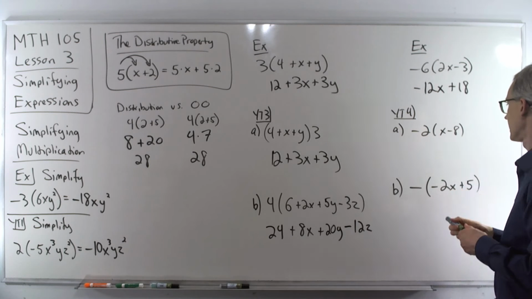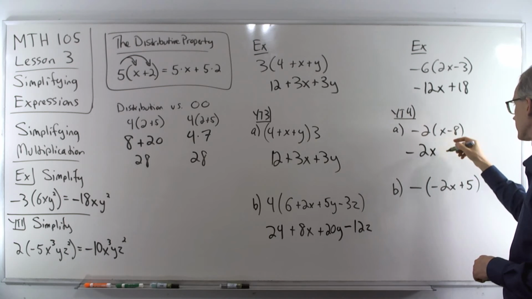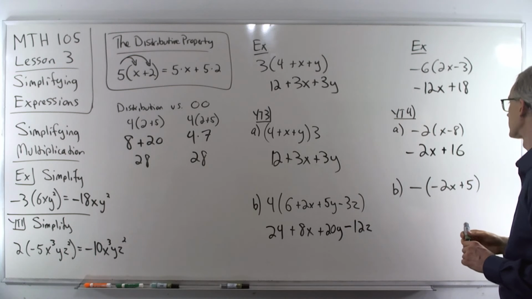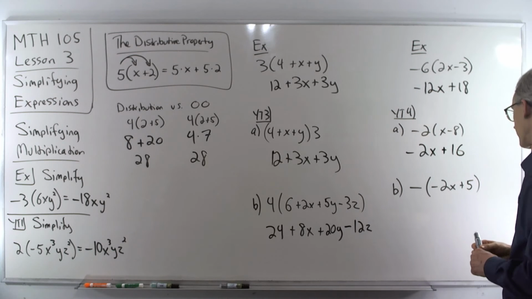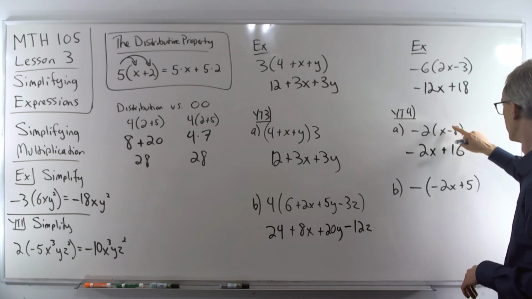So negative 2 times x, negative 2x. Negative 2 times negative 8, that's going to change to positive. Negative times negative is a positive. So negative 2x plus 16. And we've gone from positive to negative, negative to positive.